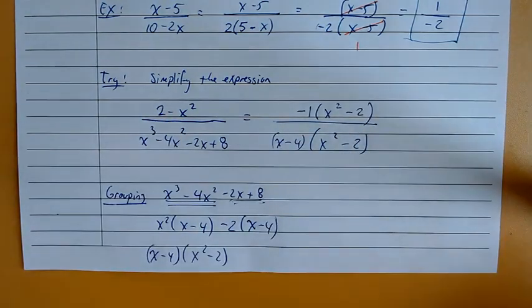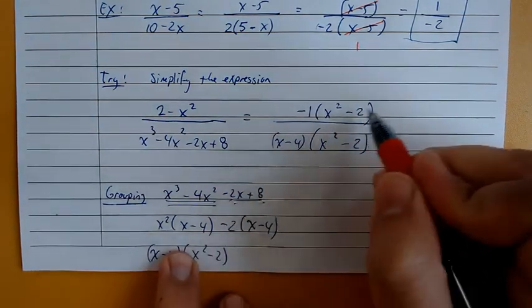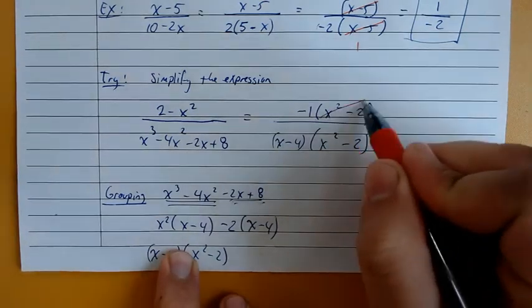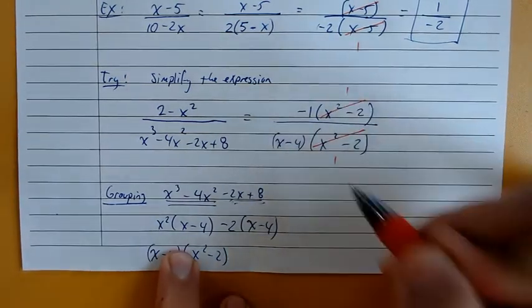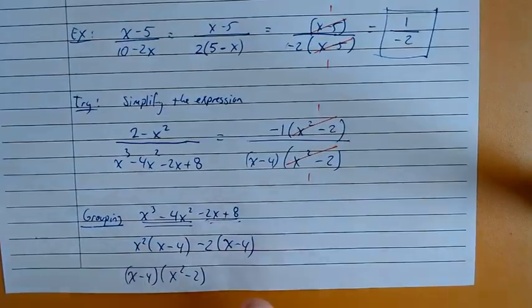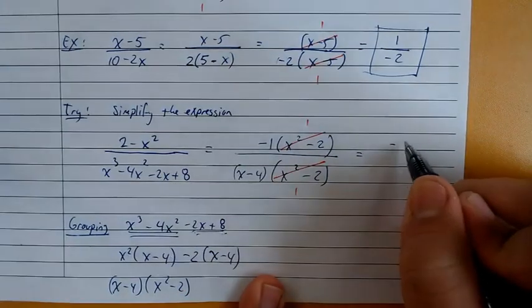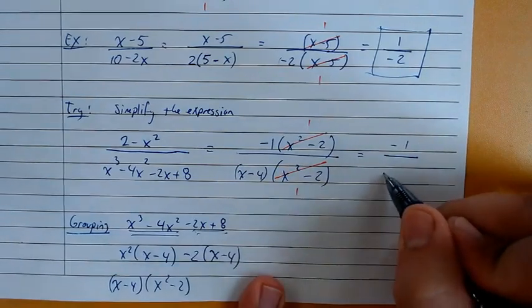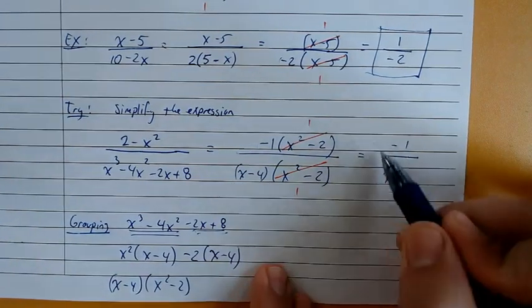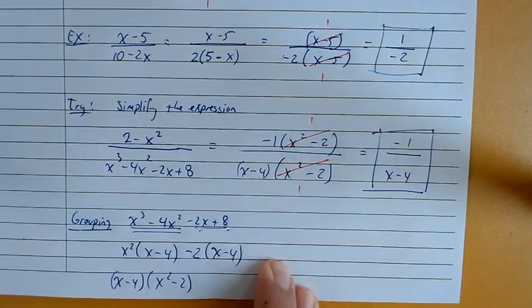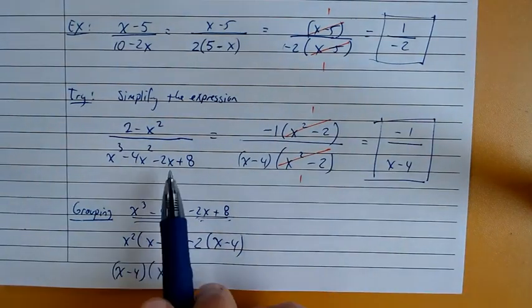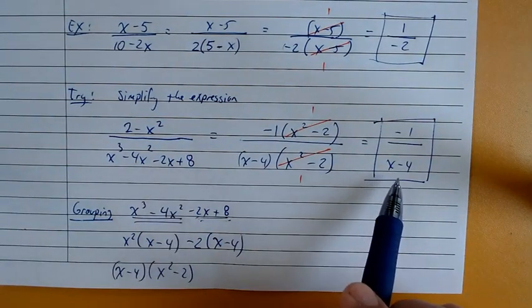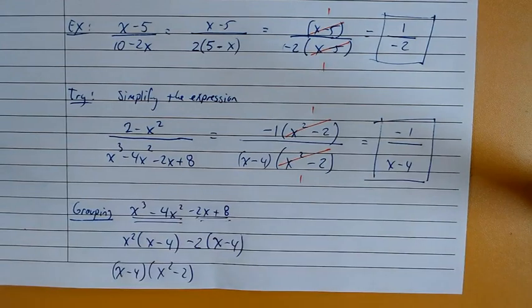So now that those match, now that these can be divided out, we divide. That gives us 1 over 1. And so now our numerator, negative 1 times 1, is negative 1. Our denominator is x minus 4 times 1, which gives us x minus 4. And that's our result. So these two expressions mean the same thing, but this one is in lowest terms.